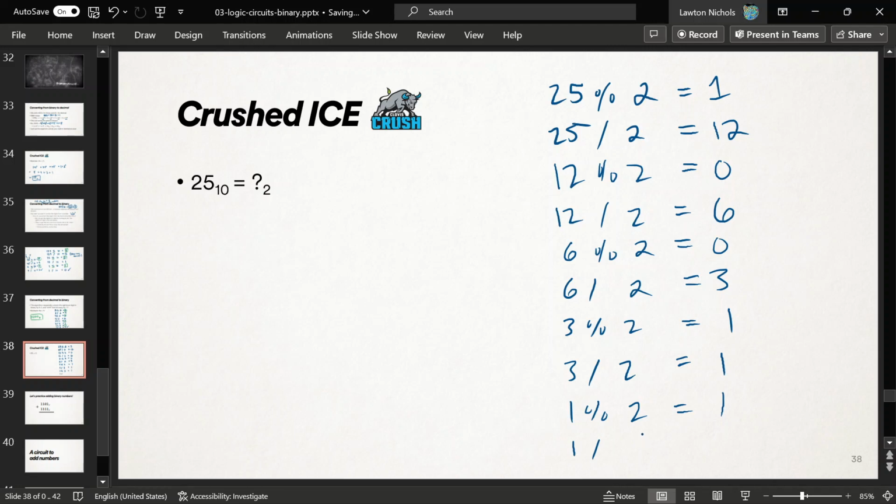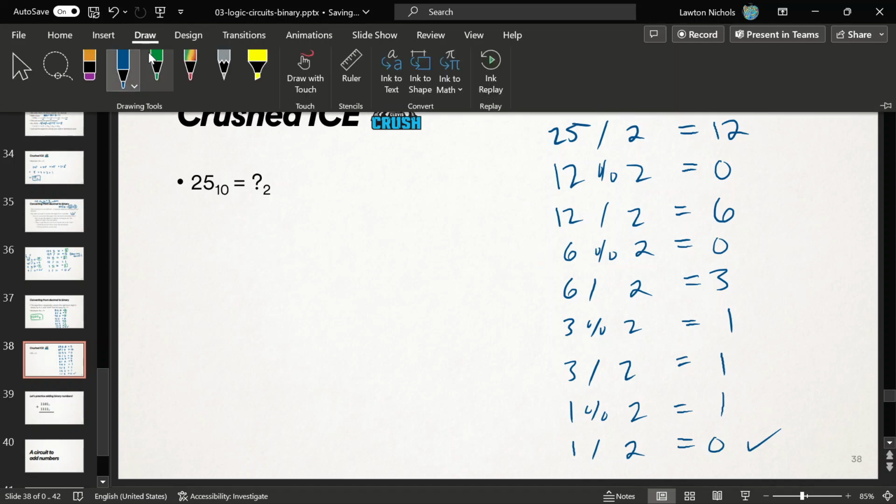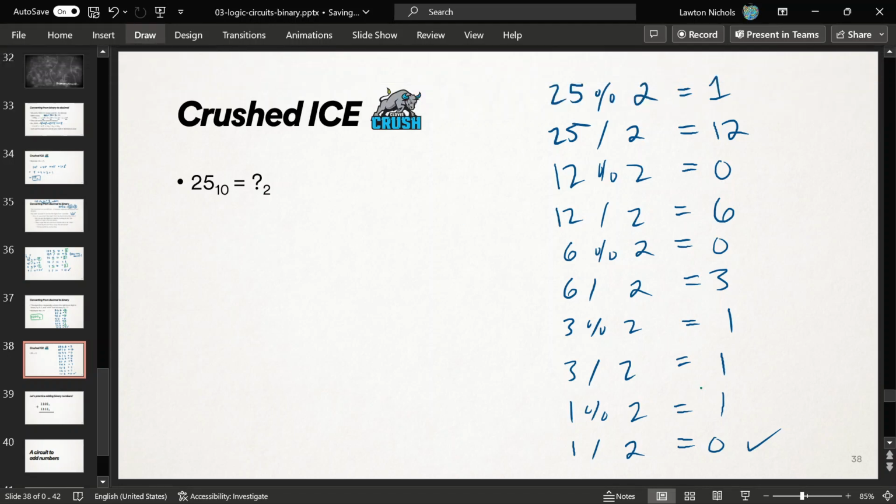See if there's anything left. Any other bits to extract? No. 0 goes in, and there's nothing left over. Okay. So every time I took a modulus, I got a digit in reverse order. So that one, that one, that one, that one, that one. Those are my digits. Apparently, 25 is 11001 in binary.